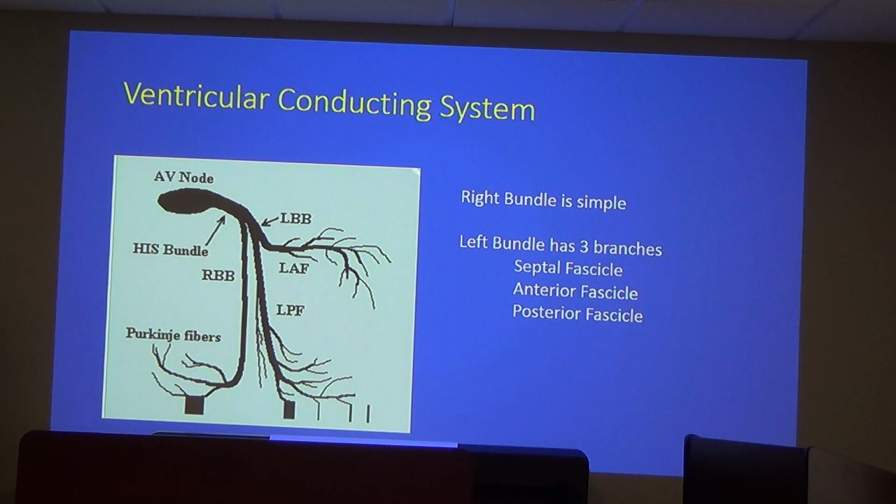What happens normally is the electricity is conducted very rapidly down the fast parts. Can you see my cursor? Yeah, you do. Down the main trunk. The main trunk of the right bundle is pretty much just like a big copper wire until you get down to what are called the terminal Purkinje fibers.